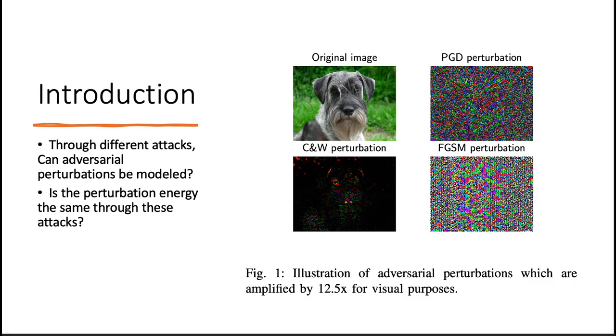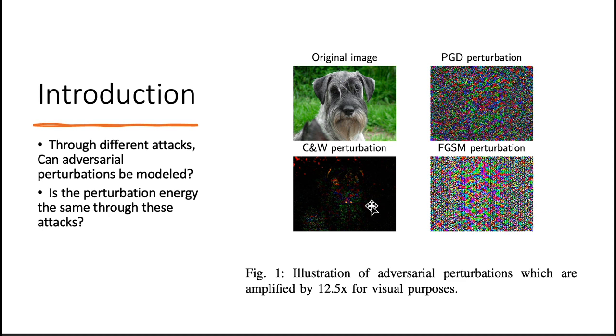In our paper we're going to answer two main questions. The first question is, can adversarial perturbations be modeled across different attacks? For example, as you see here on the right, we have the original image and different perturbations added to this original image. As you can see, these perturbations are in the spatial domain, and intuitively we can say that they cannot be modeled.